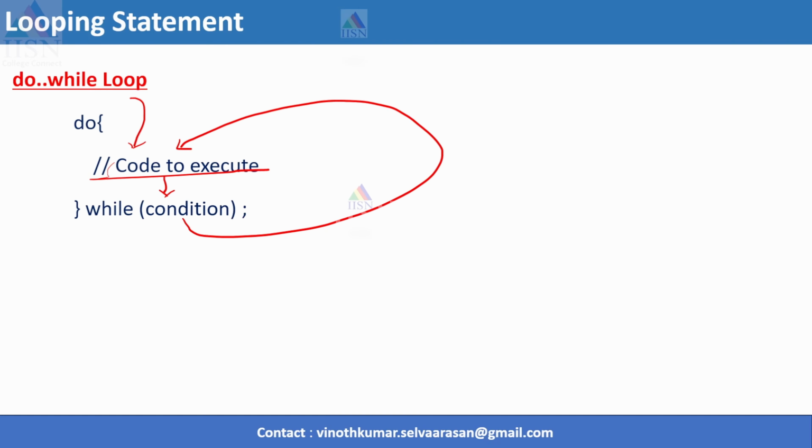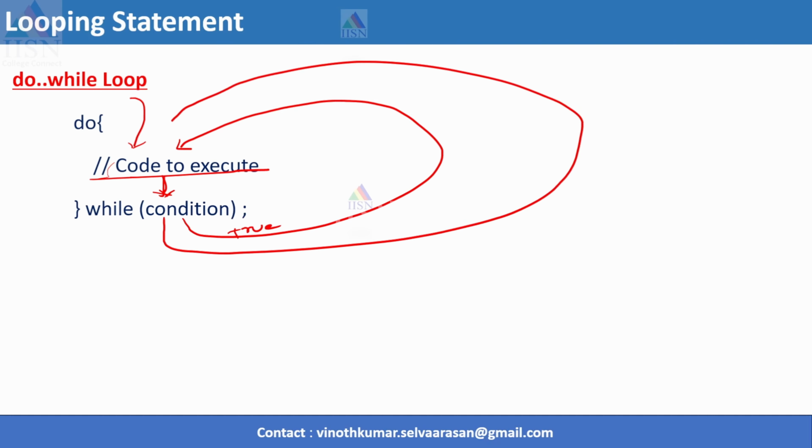So after executing this code, again it is going to check the condition. If the condition is true the second time, again it is going to execute the code which is inside. The difference between while and do while is that in do while the block of code executes at least once. At least once the block of code inside the do while is going to get executed.